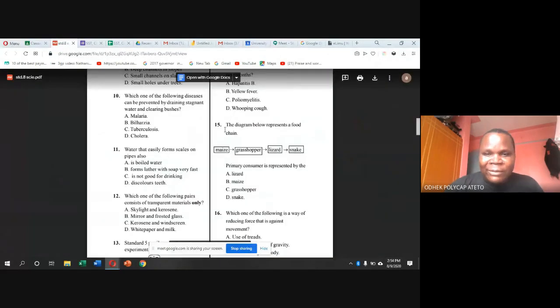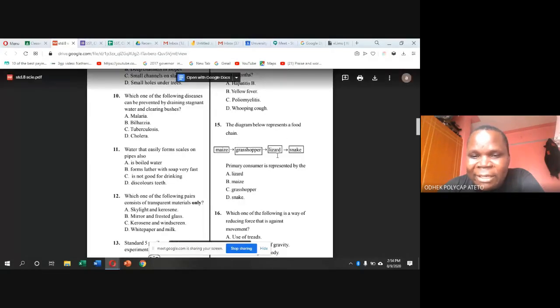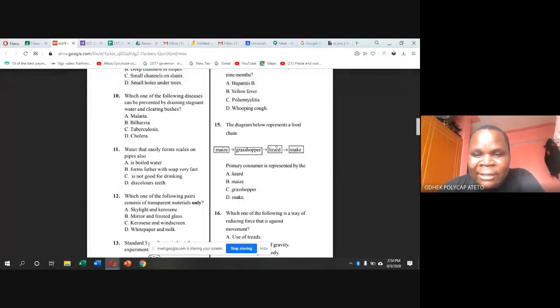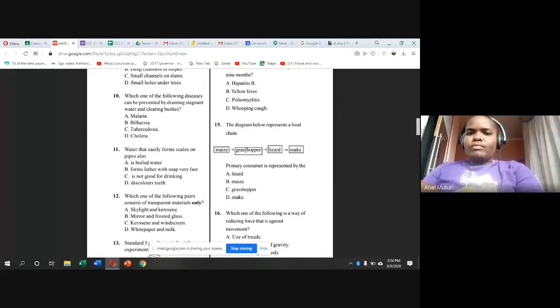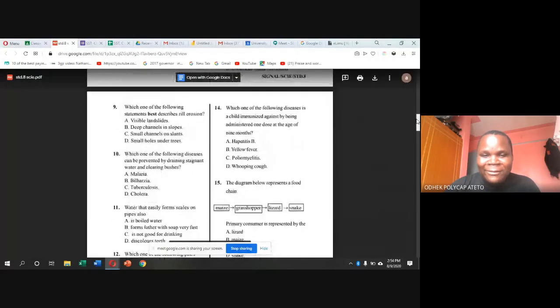Okay, let's move to number 15. The diagram below represents a food chain. I've already explained the food chain, and I told you exactly what you are supposed to know. Is that maize? So you have skipped number 14. I'm following what Evelyn is telling me. Okay, let me go to 14 first before I go back to 15.